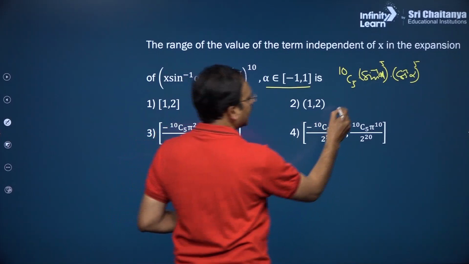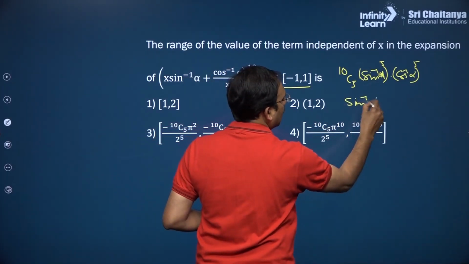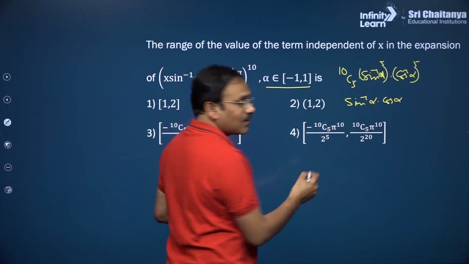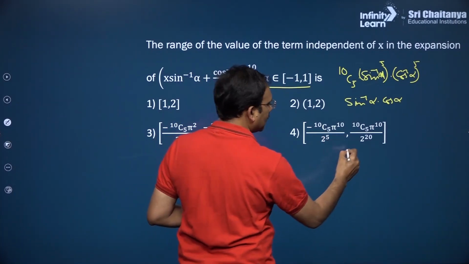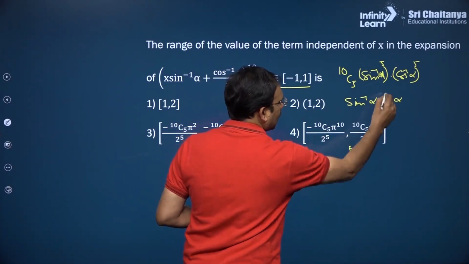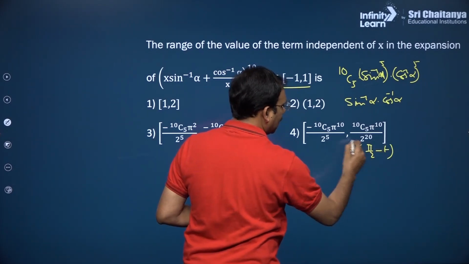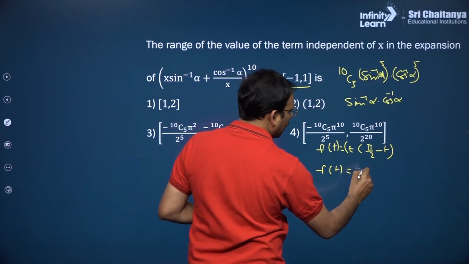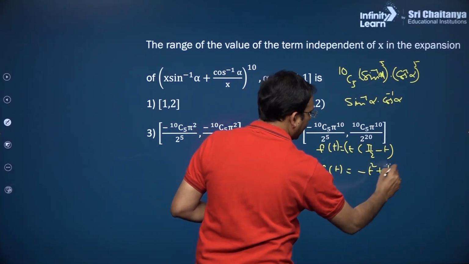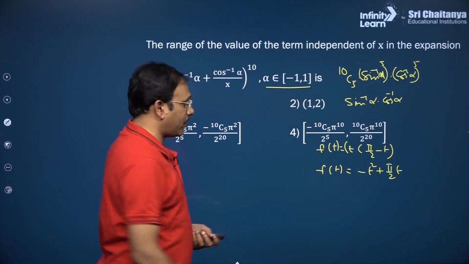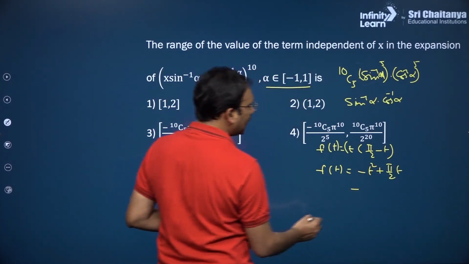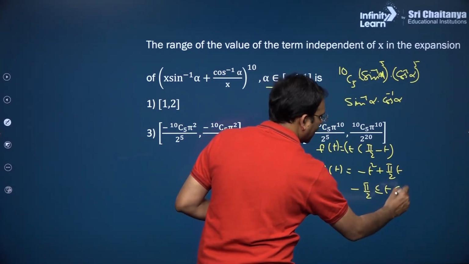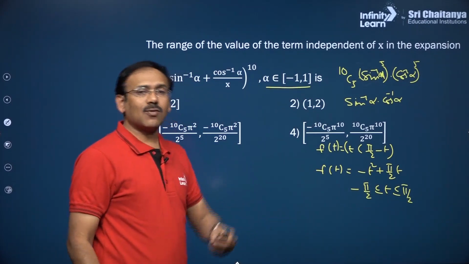So you just consider the expression, my dear friends, sin inverse alpha into cos inverse alpha, because power 5 is there. So sin inverse alpha, you take it as t, my dear friends, it is t into cos inverse alpha, you can write pi by 2 minus t, let it be f of t. So f of t is going to be minus t square plus pi by 2 into t. It is a quadratic expression, and remember t is nothing but sin inverse alpha, whose range is minus pi by 2 less than or equal to t less than or equal to pi by 2. It is a restricted quadratic expression.